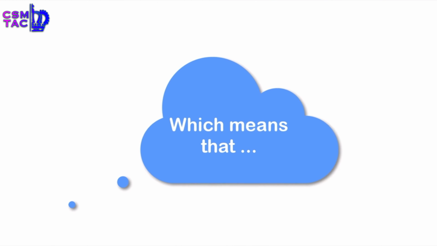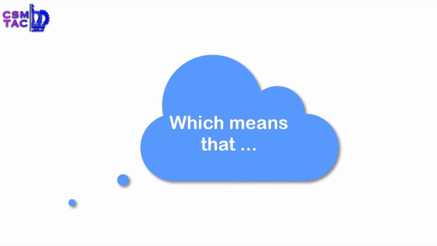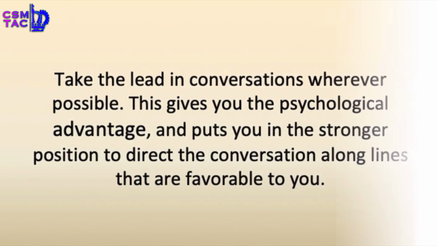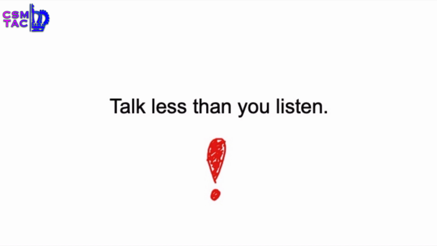And here are some active listening tips. As people talk to you, mentally say to yourself, "Which means that." This way, you'll be clear in your own mind what you hope to achieve. Take the lead in conversations wherever possible. This gives you the psychological advantage and puts you in the stronger position to direct the conversation along lines that are favorable to you. Check your understanding with your 6 helpers: why, what, when, who, and how. And finally, talk less than you listen. Try silence.